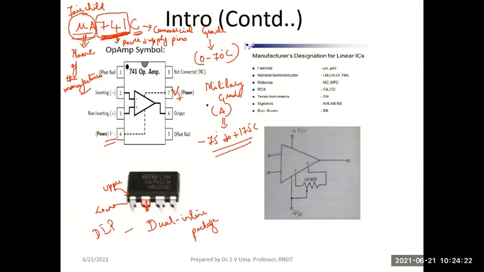Application? Do you need to think so much? It's there in the name itself. Where do you use military grade ICs? Defense. Yes, for defense applications or applications wherever you're working with high temperature variations like satellites.